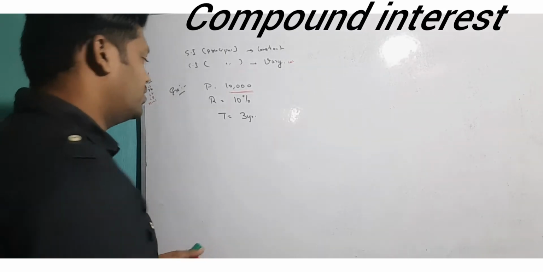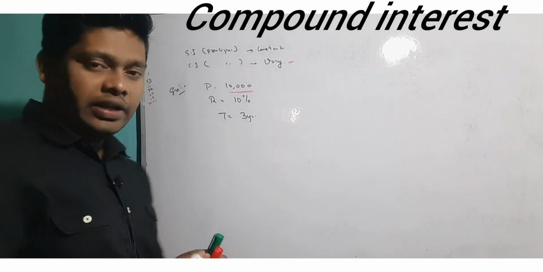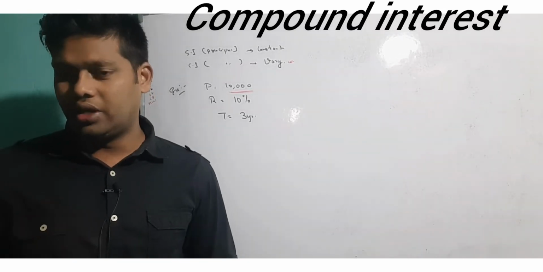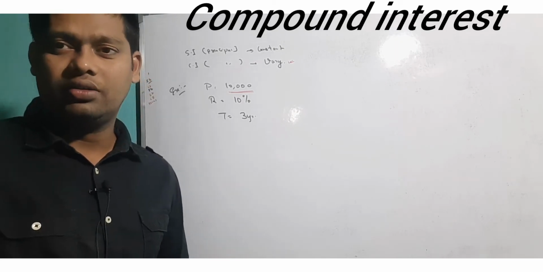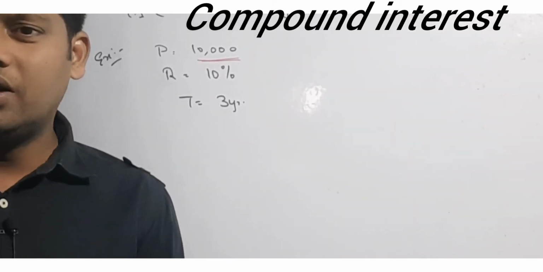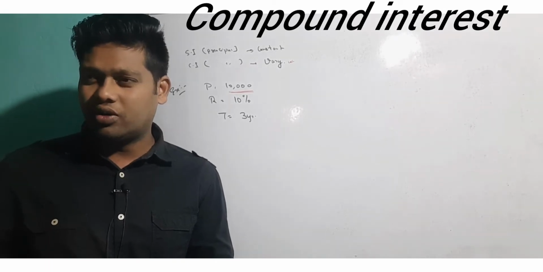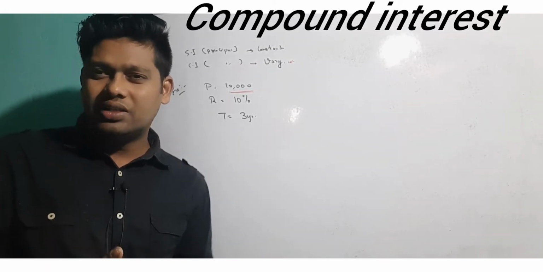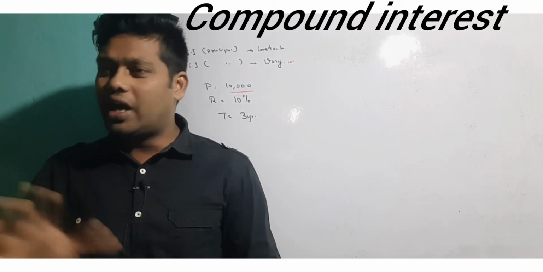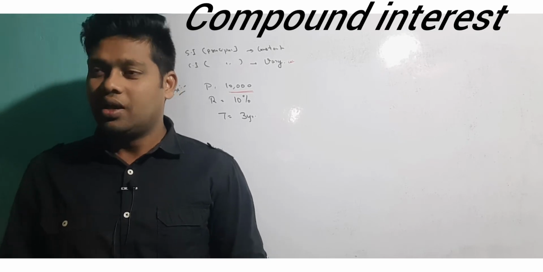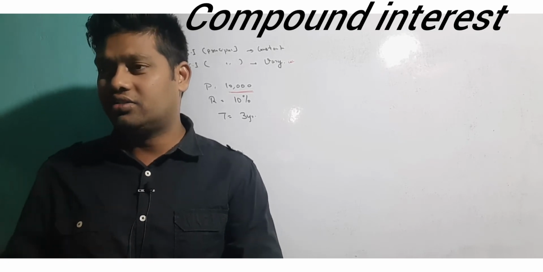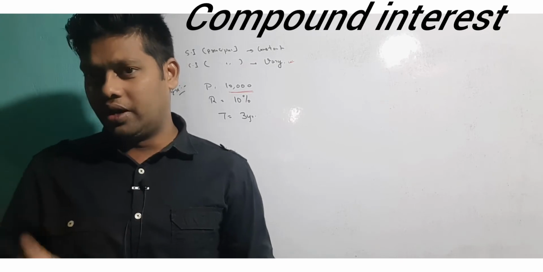Now, see what I have to write. It also has a format, just like statement sums, where we write the statement first, and after that we calculate. But in simple interest, what was there? Simple interest is easy: we directly place the formula and get the answer. But here you have to write the formula nicely, step by step.